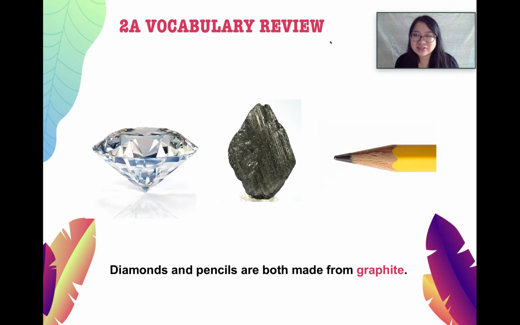Next word. Diamonds and pencils are both made from graphite. Look at this thing in the middle. Graphite. The vocabulary word is carbon. Carbon and graphite are not true synonyms. They don't mean exactly the same thing. But graphite is a material that is made with carbon. So they're very closely related. Next.